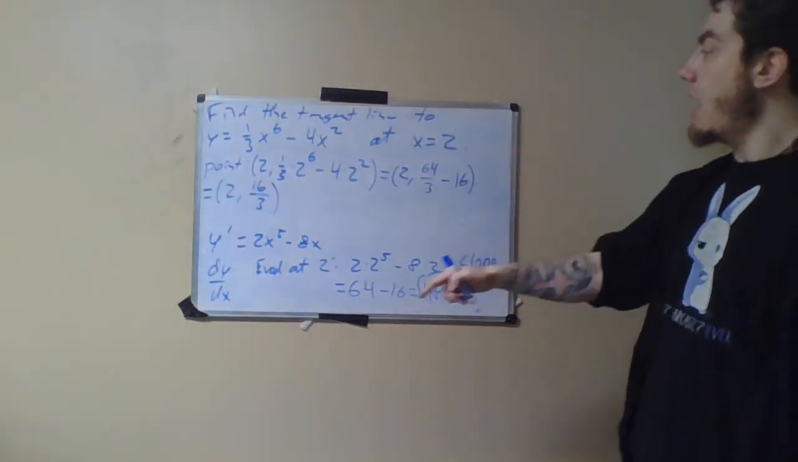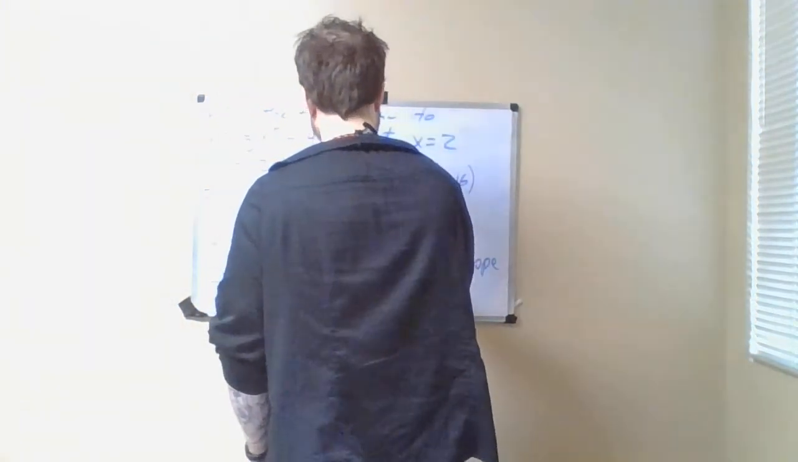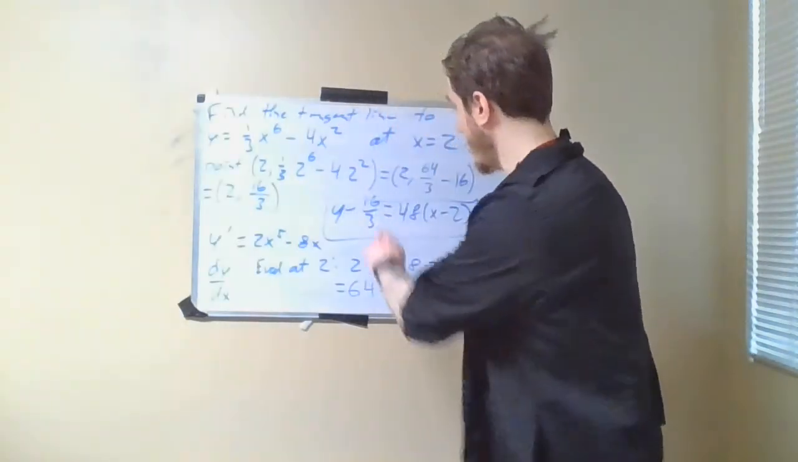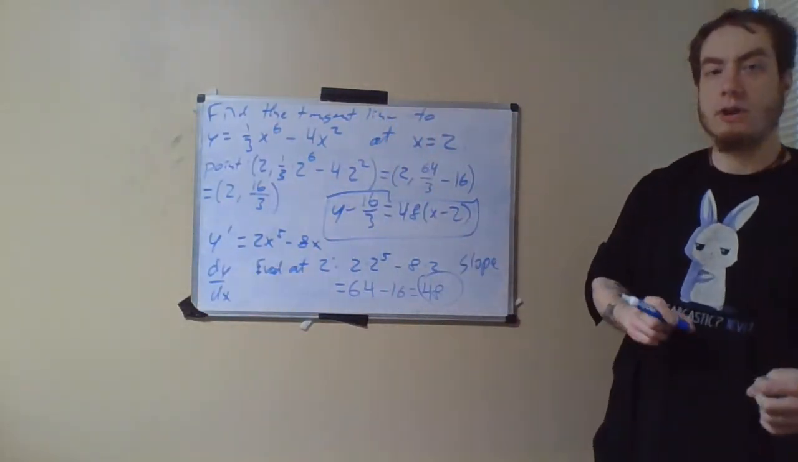And now I use the point and I use the slope. So we get y minus 16 over 3 is equal to 48 times x minus 2. And there is my tangent line. Okay, I just drew the box straight through the equation. That was really great of me. There we go. Now you can hopefully read the entire equation.